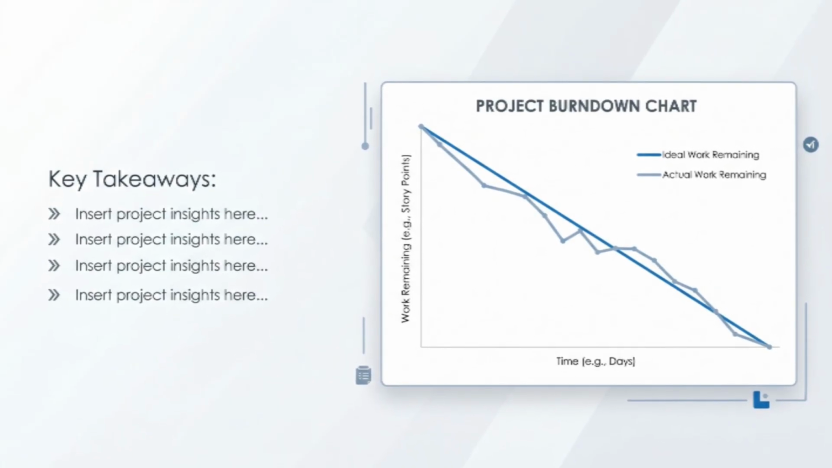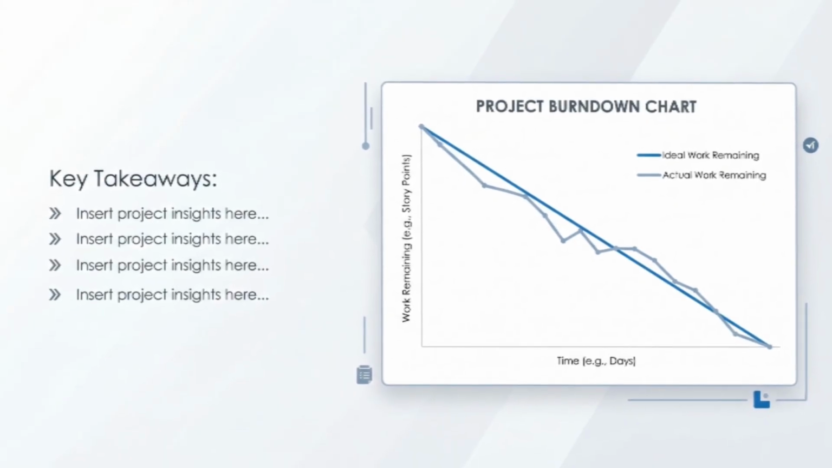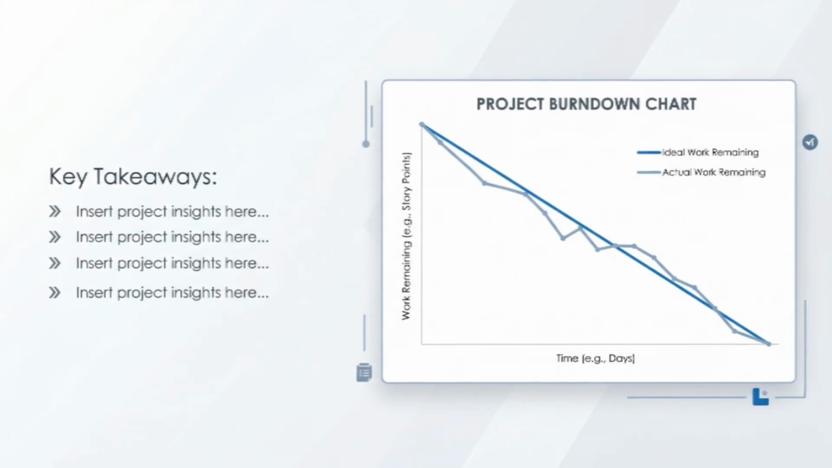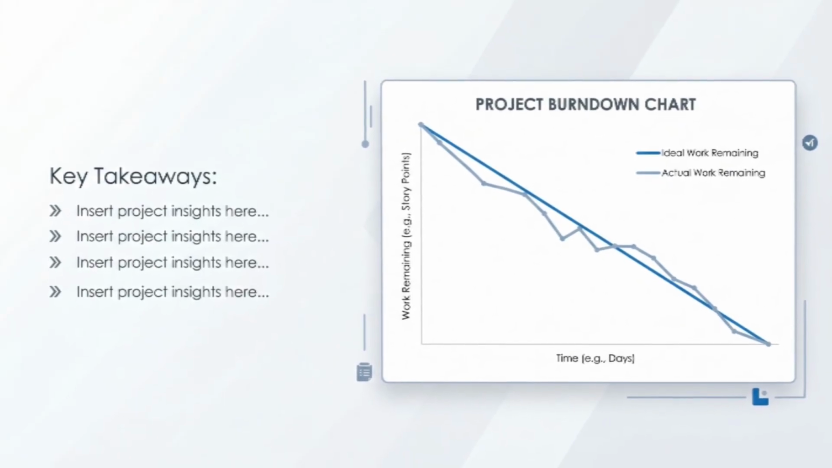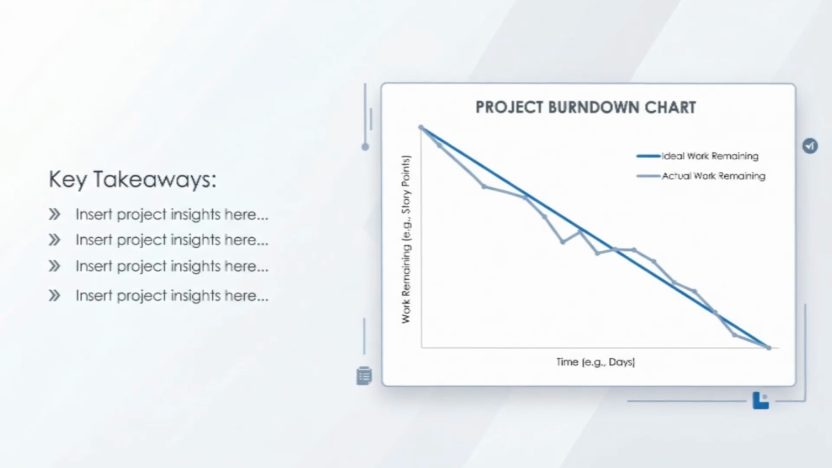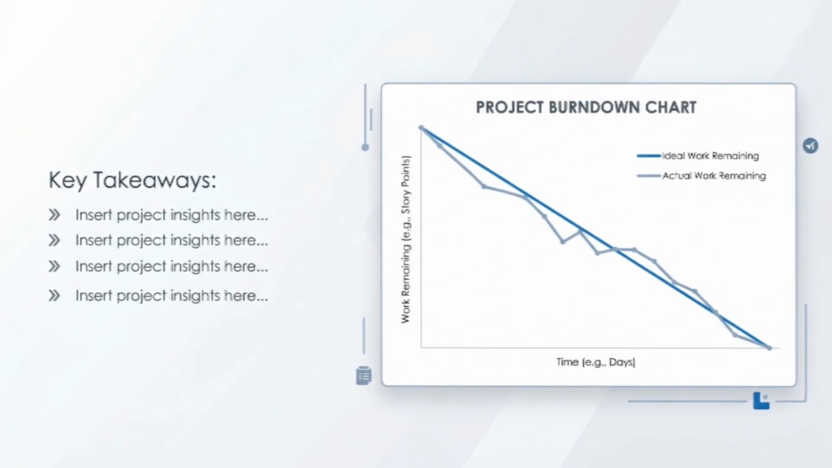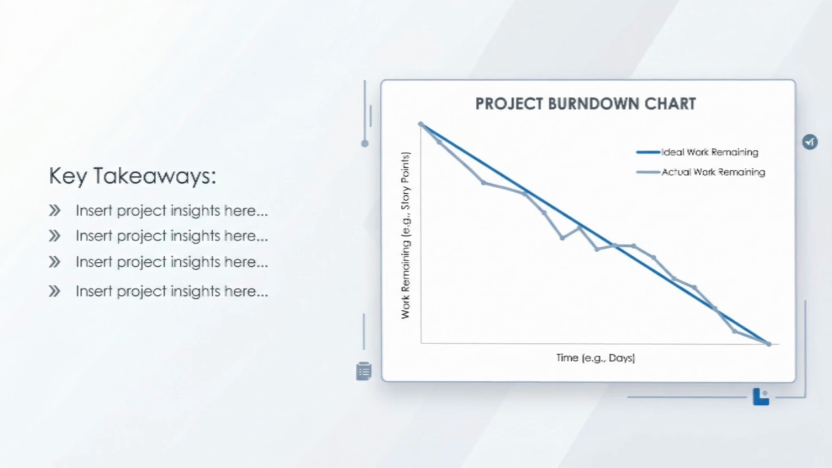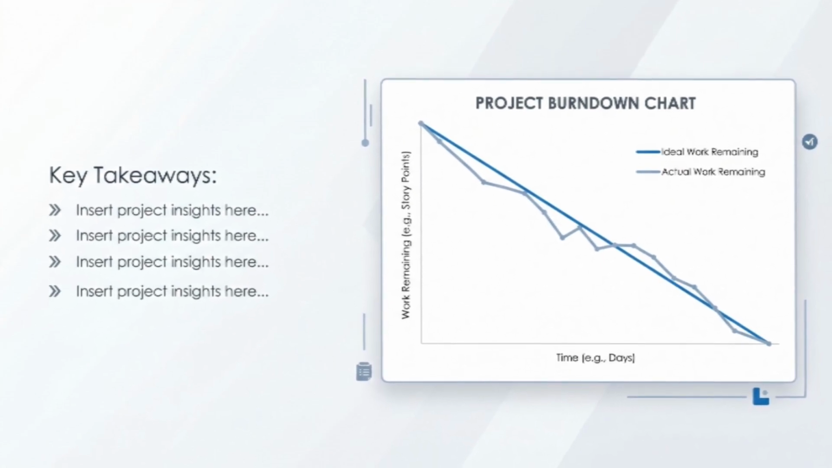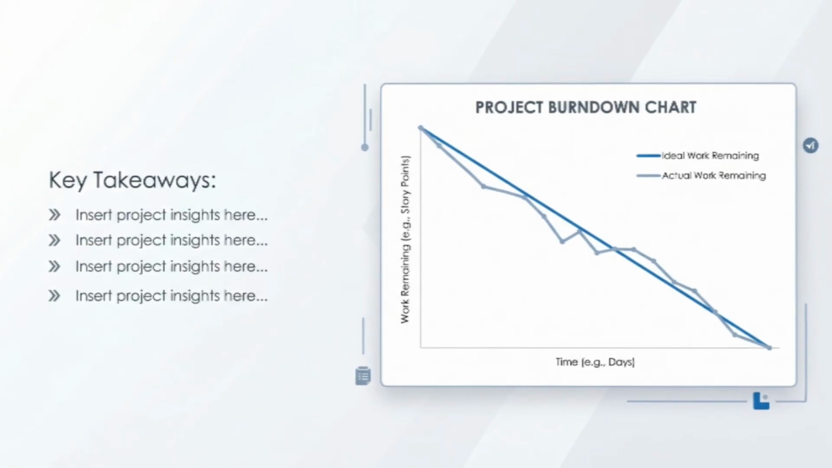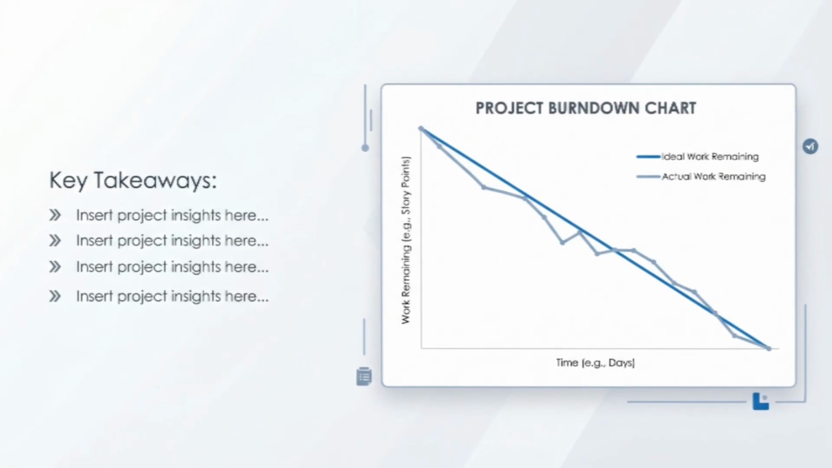The chart features an ideal line that slopes downward from the total amount of work at day 0, straight down to zero work on the last day. Your team's actual line tracks what is really happening. If your actual line is below the ideal line, you are ahead of schedule. If it's above, you are falling behind. The greatest advantage of a burndown chart is its simplicity. In 3 seconds, the team knows if they are on track.